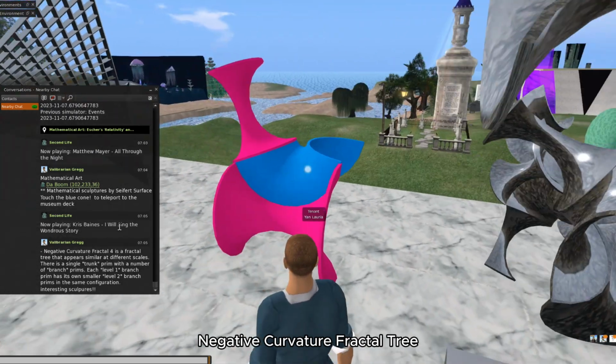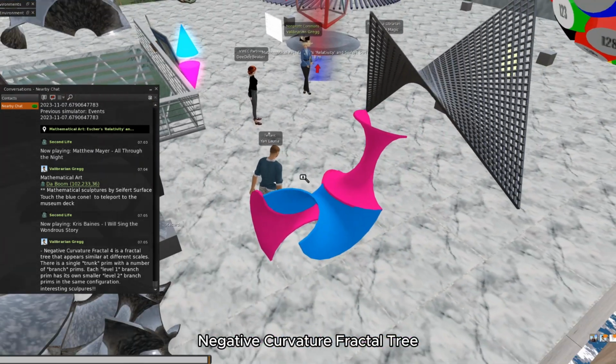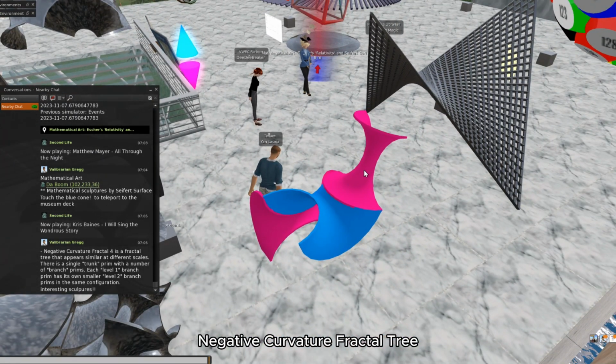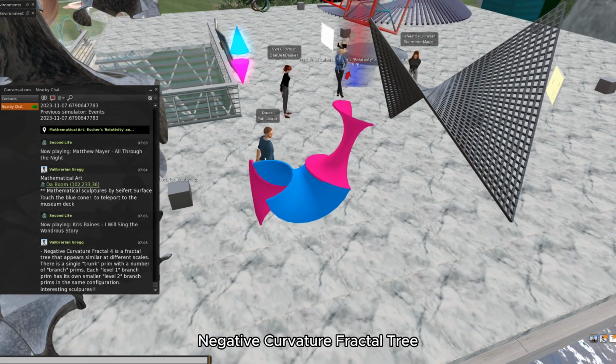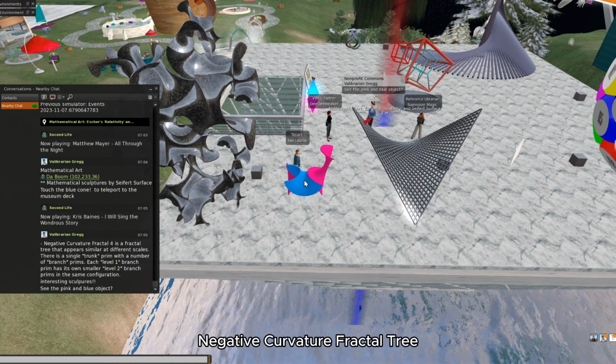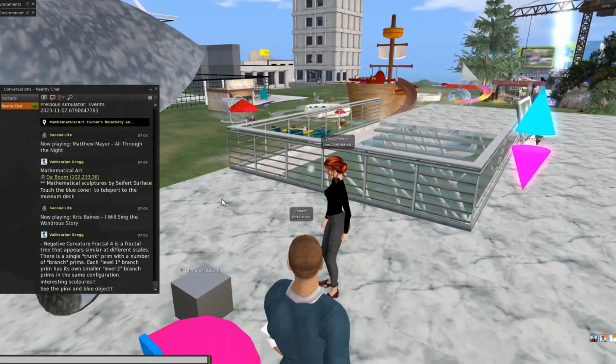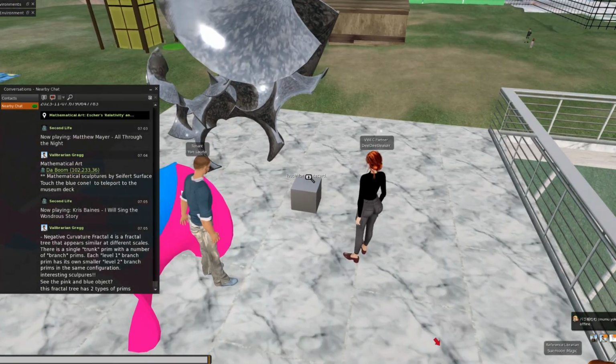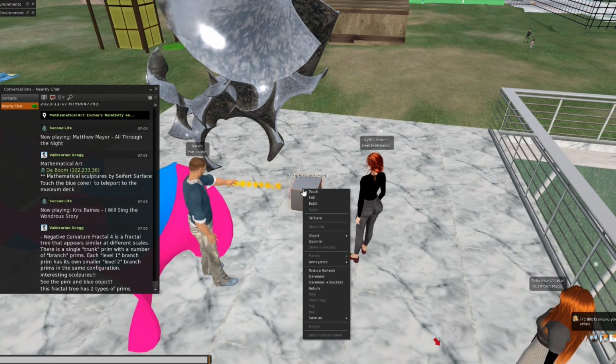Please see this object. The pink prim is similar. So this fractal tree consists of two types of prims. You can read detailed information by touching this box.